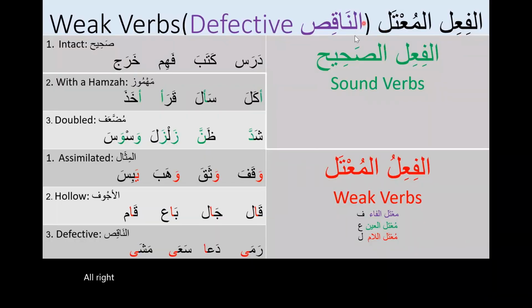And let's see what we have today for the family. الفعل المعتل أو الناقص, the defective. So this is the third kind of weak verbs.